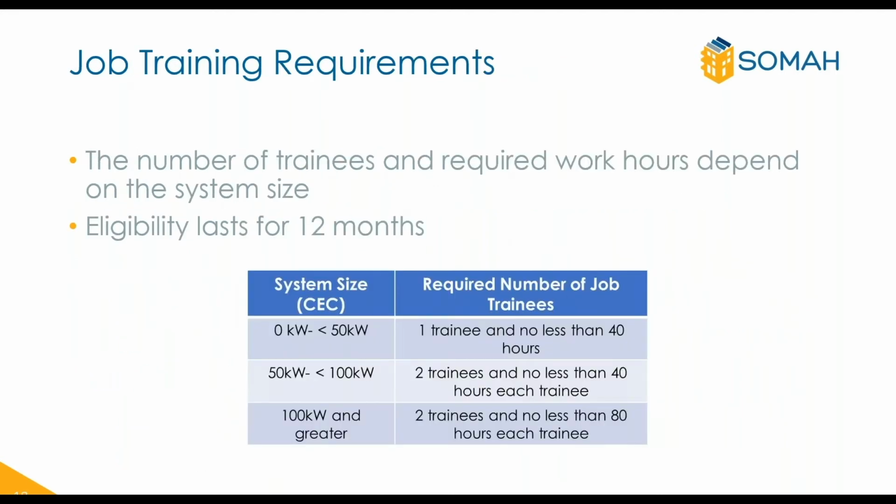The number of job trainees and duration of their experience will depend on the size of the system being installed. The minimum duration is 40 hours of training, but larger system installations over 100 kW will require 80 hours of training and could be 2 participants. These are short-term, project-based training opportunities. However, a job trainee can participate in multiple SOMA projects and will remain eligible for 1 year from the start of their first SOMA job training experience.